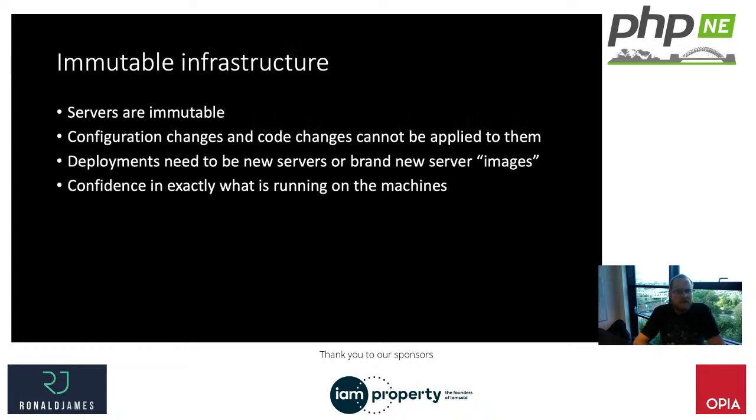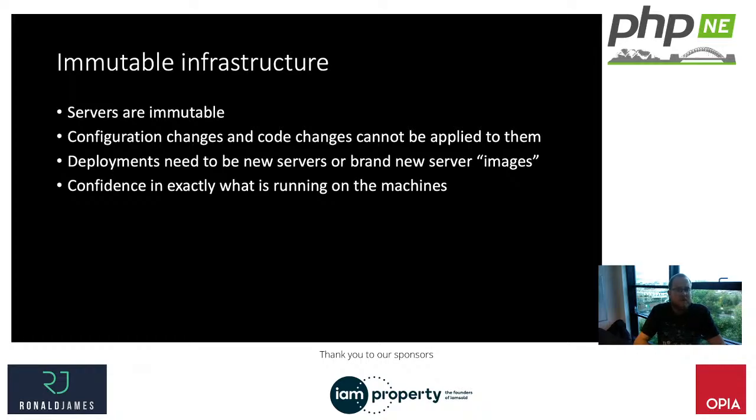So with immutable infrastructure, our servers are completely immutable. They're not things that we can log into and change. Any configuration change or code change we need to make cannot be applied to the server itself. It has to be a brand new deployment, which is a new server or a new server image. So this normally means you'll tear down one server, boot up a new one with the new image.